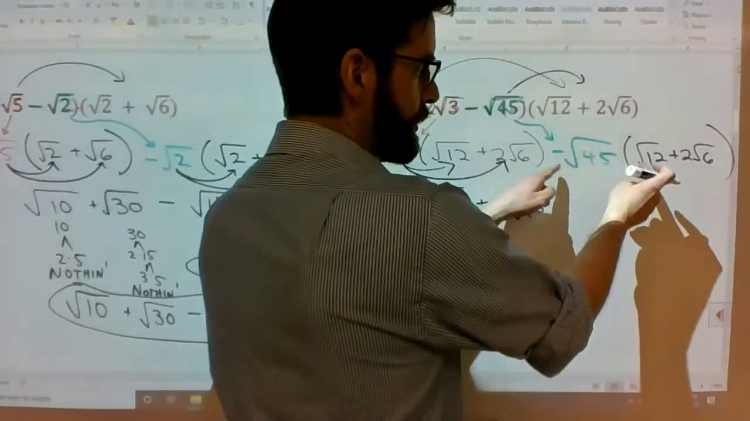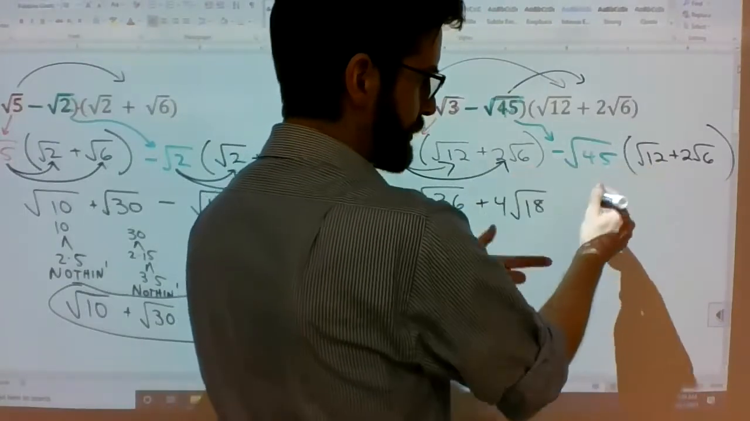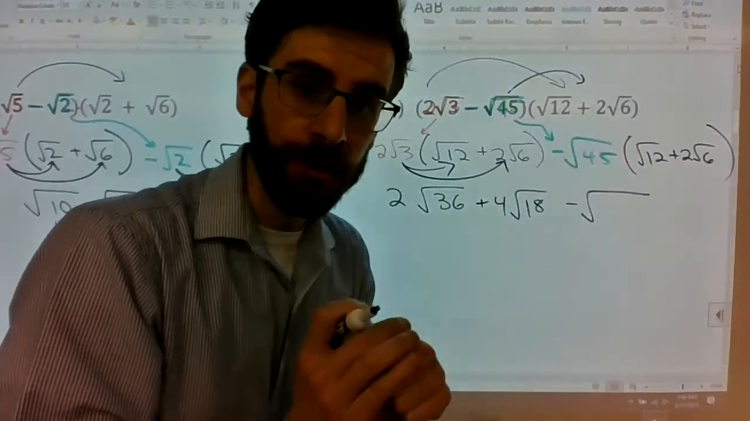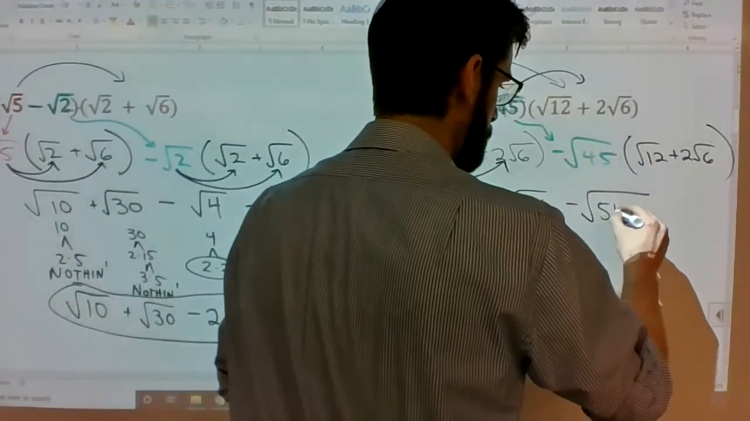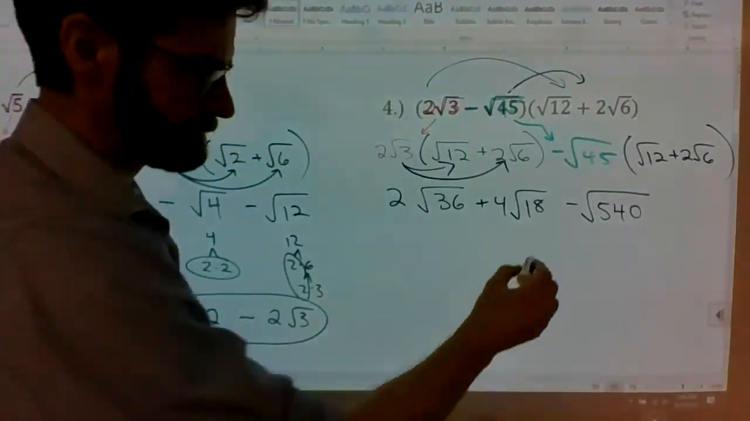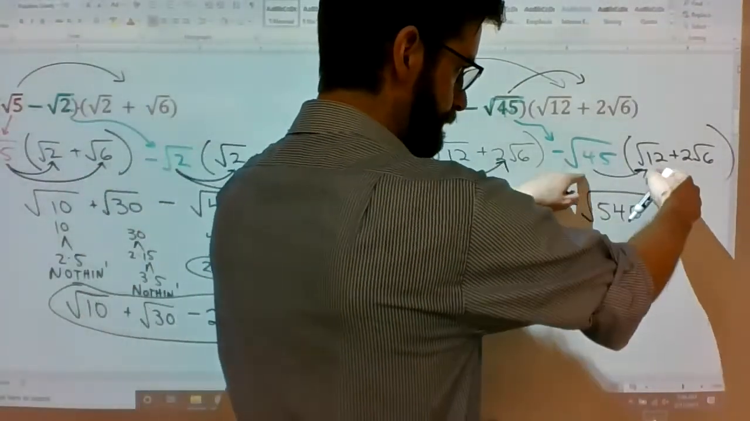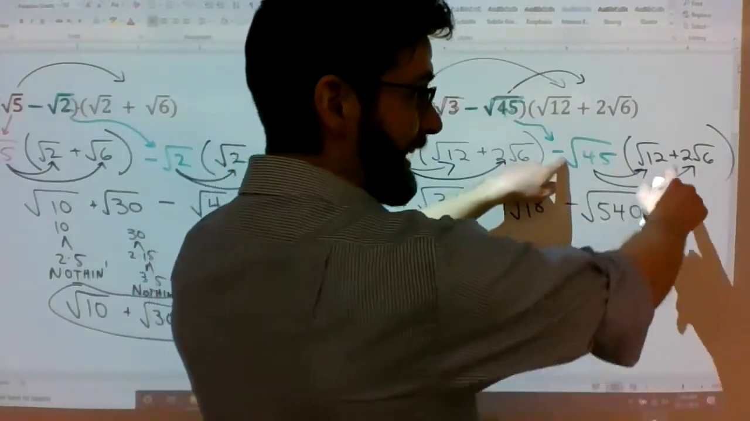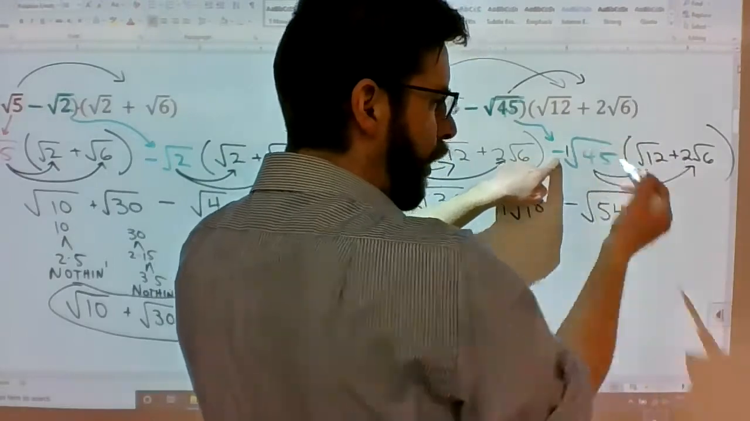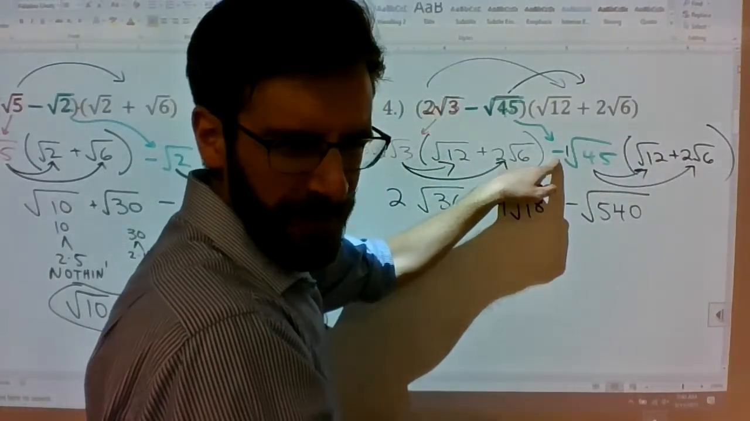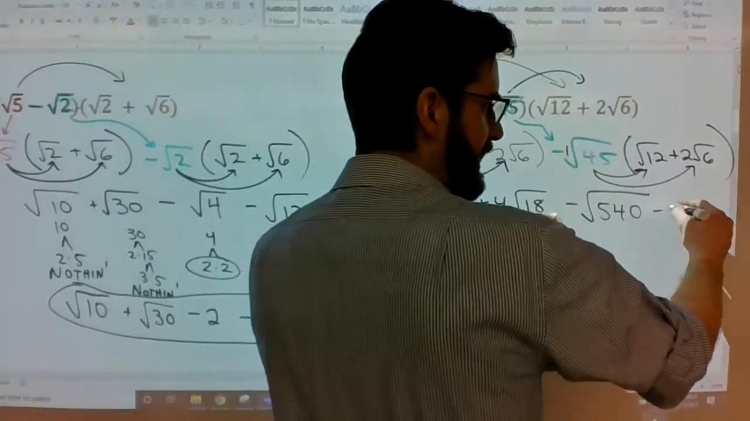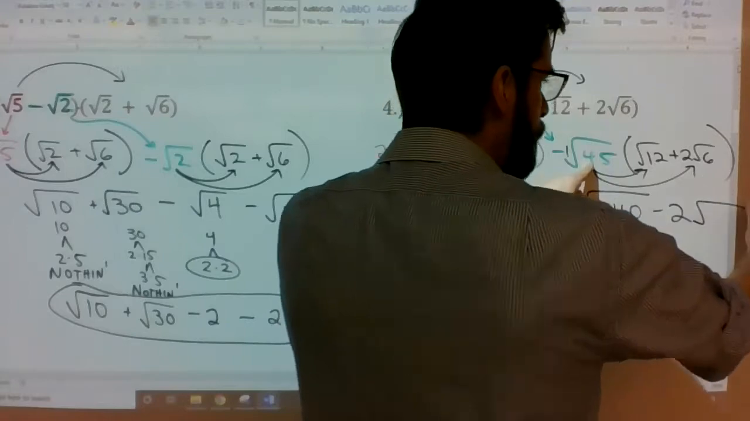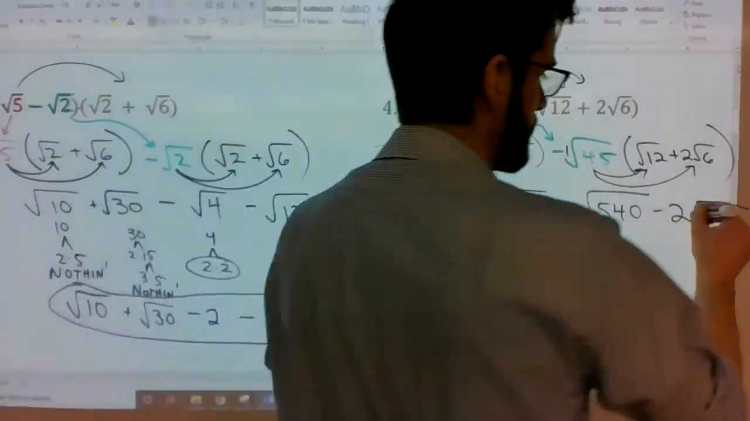Over here, no outside number to contend with, so it's just going to be minus root 540, because 45 times 12 is 540. And then here, you've got a minus, but a plus 2, so it's like a negative 1 almost, kind of on the outside if they don't put something in there. Negative 1 times 2 is negative 2 root 270. Okay? 45 times 6 is 270.